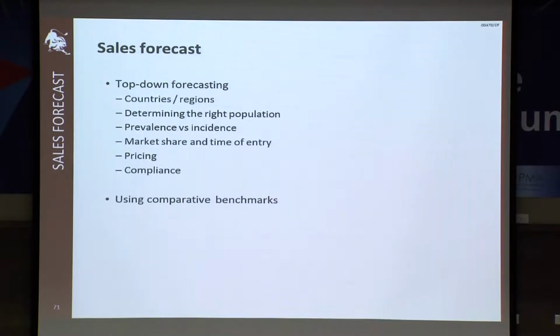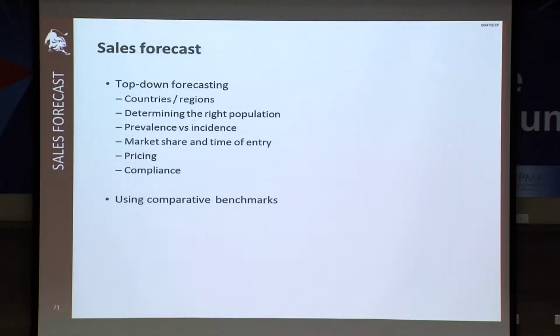You look at what the right population is, because you need to target the right population. My drug may only have efficacy in certain patient segments, so I need to target the right population. Prevalence versus incidence, market share and time of entry. So market share, how many competitors are there in the market? How many competing drugs are there? When am I going to launch a drug? If I launch a drug in 5 years, are there other competing drugs in the next 5 years that can take away market share from me?